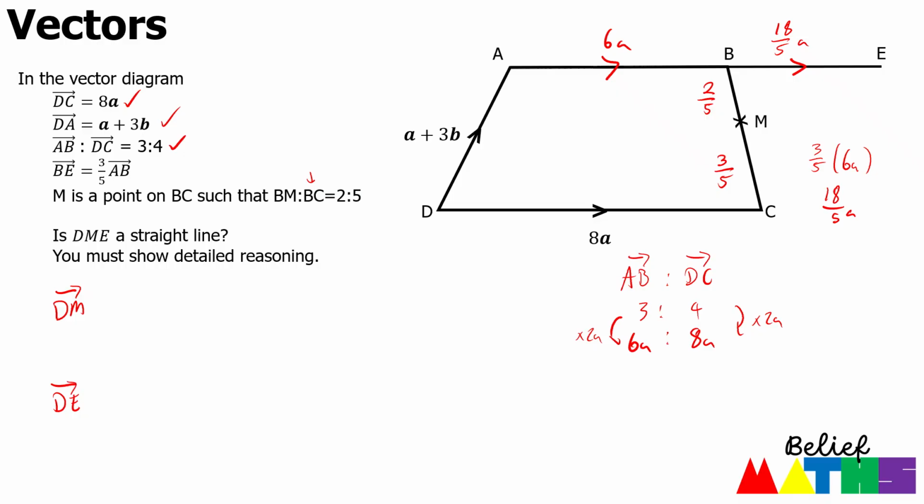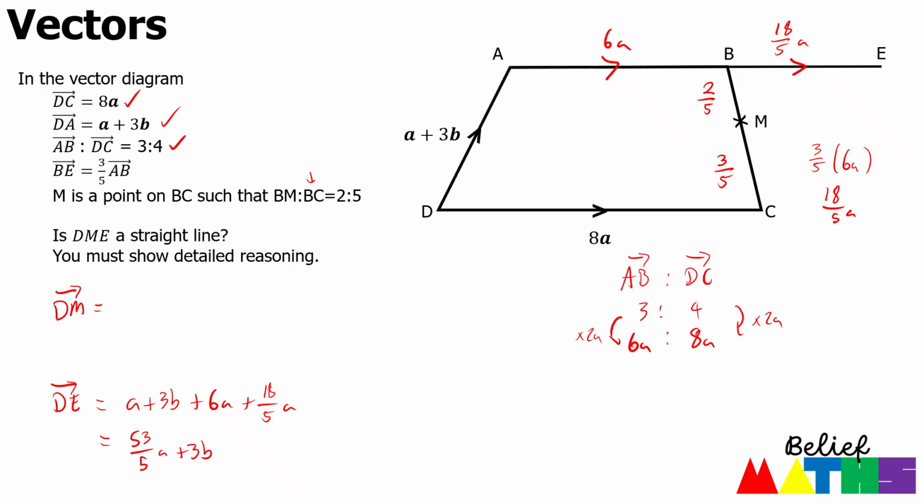So we don't have enough information yet to find DM, but we could find DE. So let's start with DE. We're going to go up to A and then we're going to go across to E. So that's going to be A plus 3B plus 6A plus 18 over 5A. Now, often you'll think, well, I can't use my calculator for this, but you can. You can add the coefficients of A together. So 1 plus 6 plus 18 over 5. And that gives us an answer of 53 over 5A plus 3B. So that makes life a little bit easier for us. We've got that in a nice neat way.